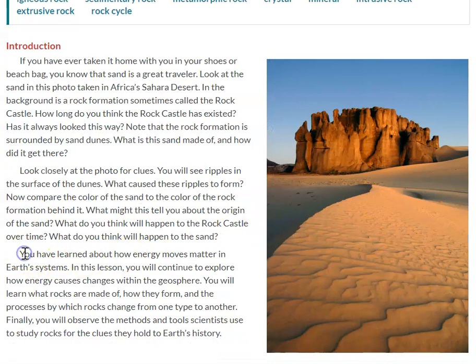You have learned about how energy moves matter in Earth's systems. In this lesson, you will continue to explore how energy causes changes within the geosphere. You will learn what rocks are made of, how they form, and the processes by which rock changes from one type to another. Finally, you will observe the methods and tools scientists use to study rocks for the clues they hold to Earth's history.